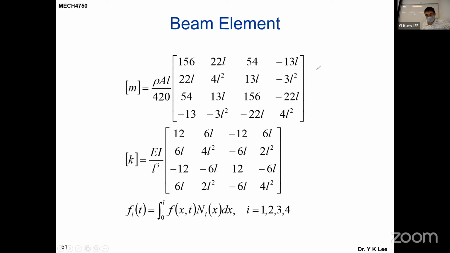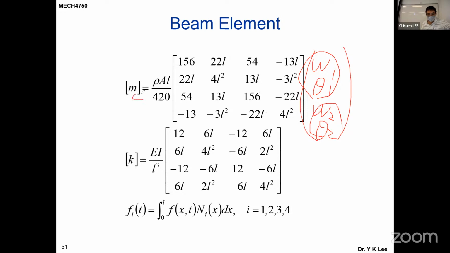But of course, the beam is more complicated. Again, emphasize that this relates to four degrees of freedom. We have the left-hand side, W1, theta1, and the right-hand side. That's why it's 4x4: we describe two nodes, left-hand side and right-hand side, for the beam element.